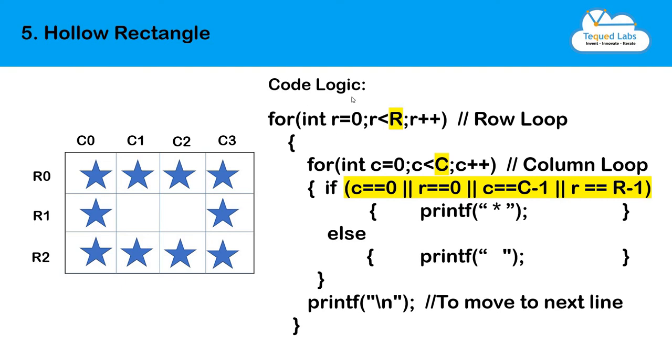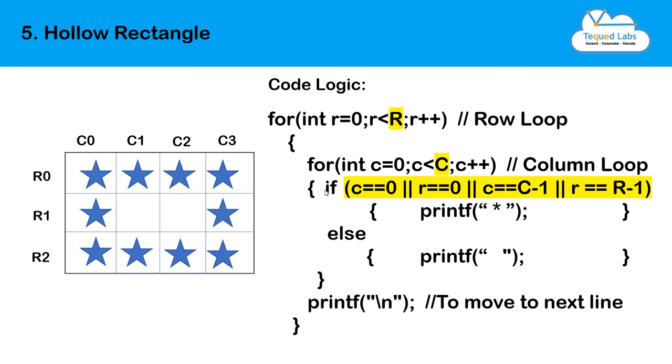Now, as we can see, the outermost row loop should run from 0 up to R. R is the user input. It is less than R. And the innermost loop, that is the column loop, runs from C equal to 0 to capital C. Capital C is the number of columns entered by the user.